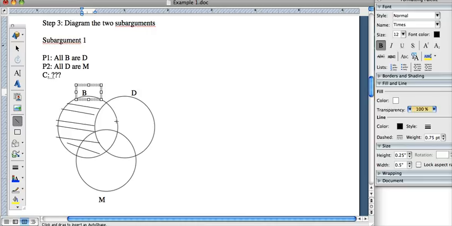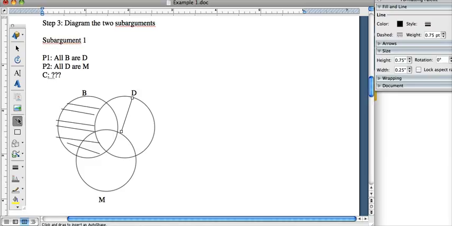All right, good enough. Then we want to do all D are M. So we want to fill in the whole D circle that is not also part of M.